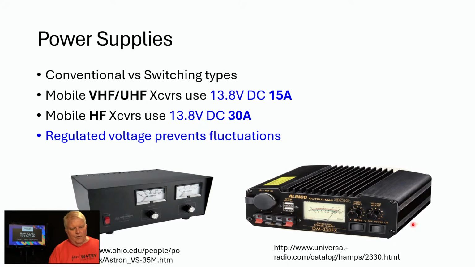So mobile transceivers for VHF and UHF are typically no more than 50 watts output. So you can get by with a power supply of 13.8 volts with 15 amps of current. That's nominally okay. For high frequency radios, which can be 100 watt radios, you need to double that. 13.8 volts still, but 30 amps out. And both of these are regulated voltage that will hold the output voltage of the power supply constant at 13.8 volts.